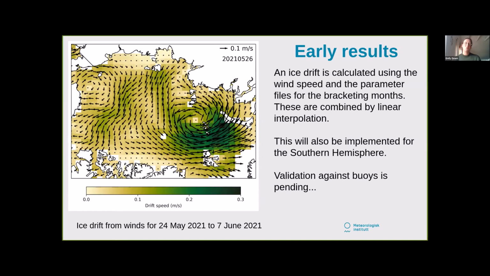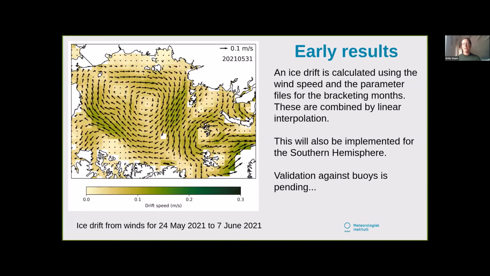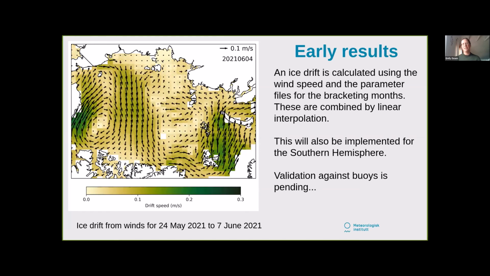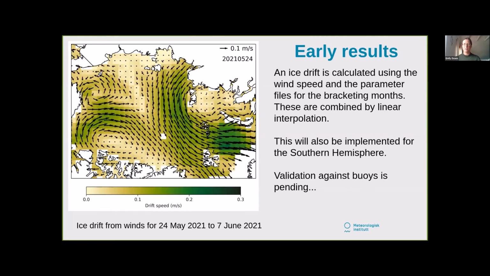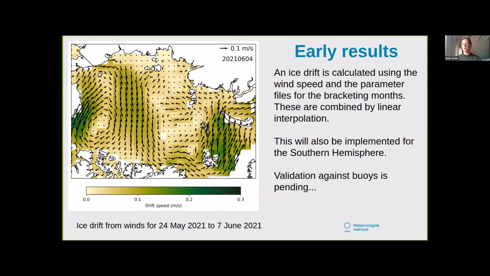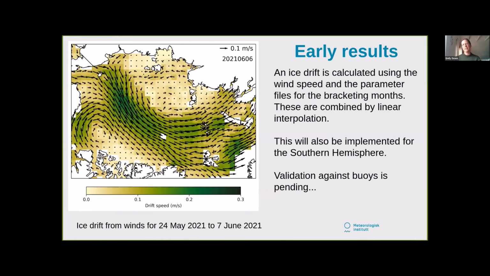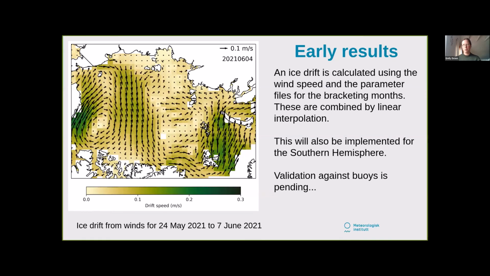So when we have the parameter files, we simply can take the wind speed and use these parameters to calculate the ice drift. So for each daily map, we take the parameter file from the two bracketing months, calculate two different maps, and we use linear interpolation to end up with one final map.